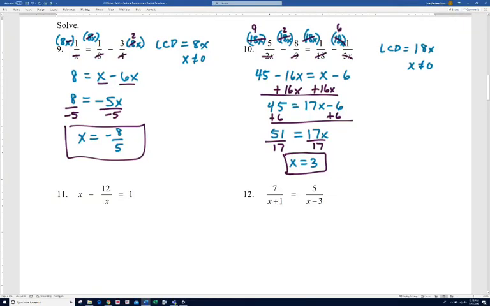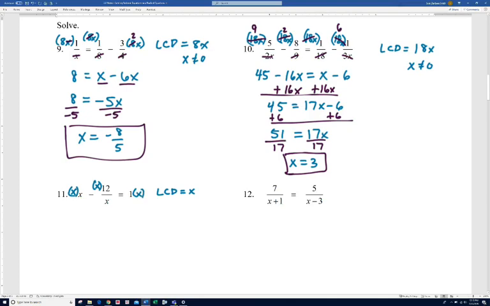All right, in this video I'll be finishing our discussion on how to solve rational equations, and we're on number 11. We have x minus 12 over x is equal to 1, and there's only one denominator here. That makes it pretty easy to find the LCD. It's just going to be x, and we'll multiply each of our terms by x, basically multiplying both sides of the equation by x to clear the fractions.